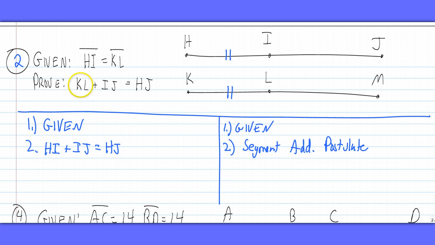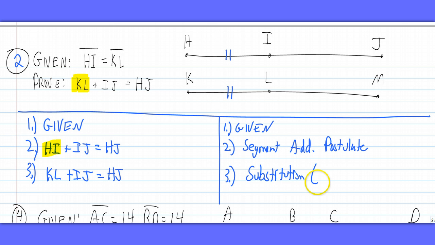In the proof statement, it says KL plus IJ is equal to HJ. In the statement that we have, HI plus IJ equals HJ. Those two statements are almost exactly the same. The only difference is I want KL, and right now it says HI. Well, if we look back at the given where it says HI and KL are equal to each other, we can then take this HI out, put KL in for it, and we have the proof statement that we want. And the reason for this is substitution.